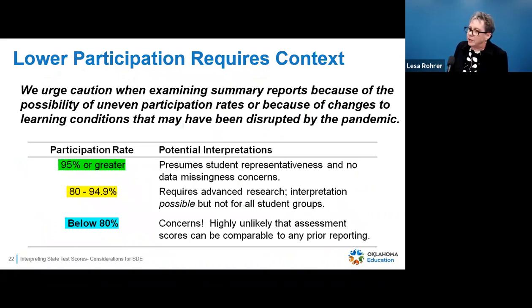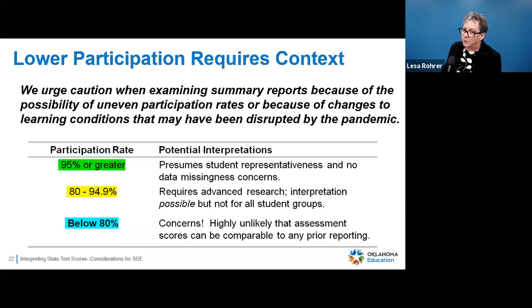We didn't have a typical year. Therefore, we probably might have some uneven participation rates. And there were probably changes in learning conditions due to disruptions by the pandemic. So lower participation rates truly require context. When we have 95% or greater, again, this is statistically significant. It's why it's in the statute. It's borne out during research. 95% or greater presumes student representativeness and no data missingness concerns.